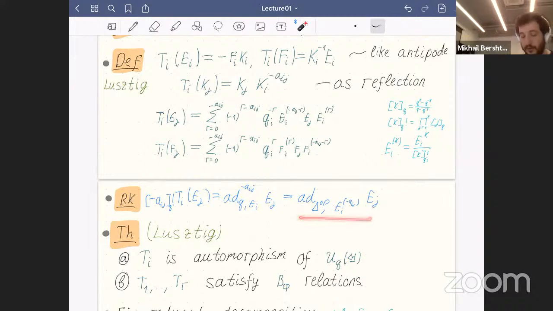And this also can be written using the adjoint action. For some reason, delta is opposite.